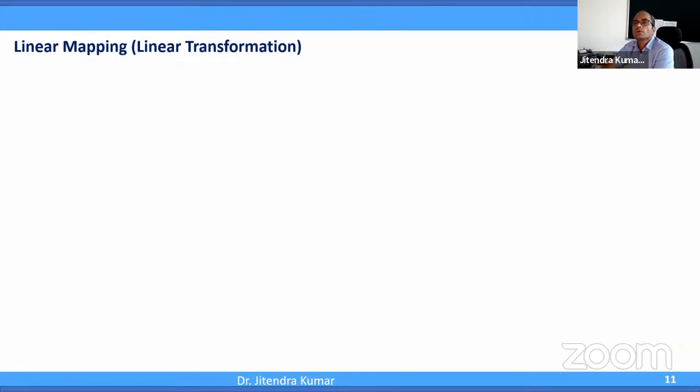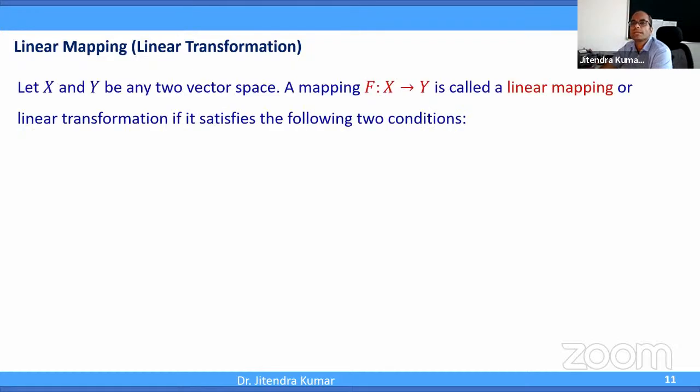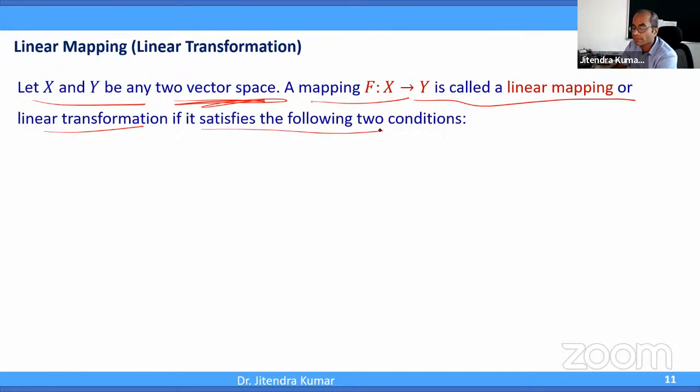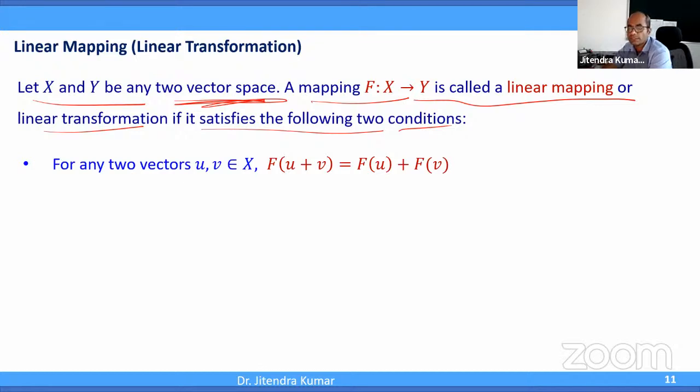Okay, so another important part where this concept of vector space can be discussed is in the setting of linear mapping or linear transformation. Let X and Y be any two vector spaces. A mapping f: X to Y is called a linear mapping or linear transformation if it satisfies the following two conditions. What are those two conditions?